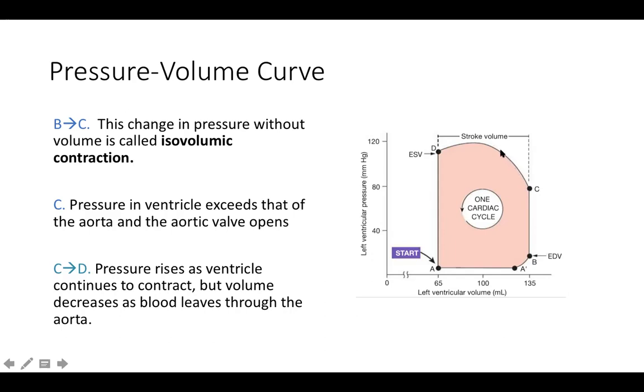You're going closer and closer to 120 on the y-axis, but the volume is decreasing. It's going from 135 now to 100, down to 65. So this phase where you're losing blood, blood is leaving the ventricle and going into the aorta, that is the ventricular ejection. At the end of the ventricular ejection, the ventricle starts to relax or stops contracting.